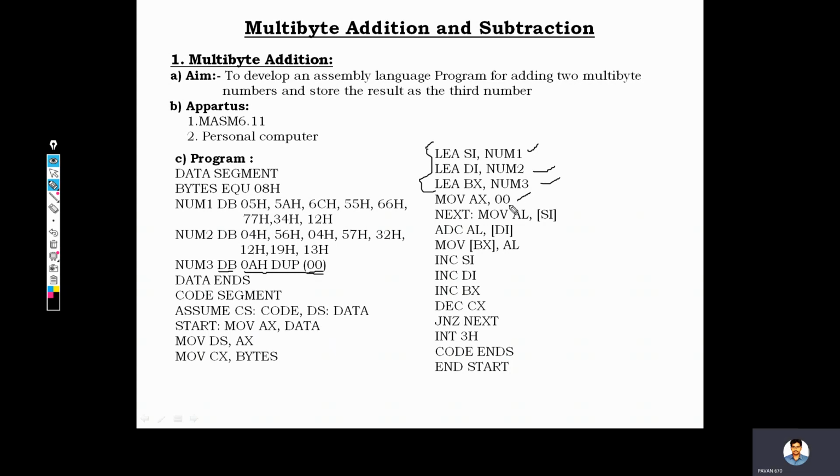So MOV AX, 0000 means clear that accumulator so that I can use it for some arithmetic operation. Next, I have created some label called NEXT for some programmable flexibility and iterations. Okay. Next, MOV AL, [SI].